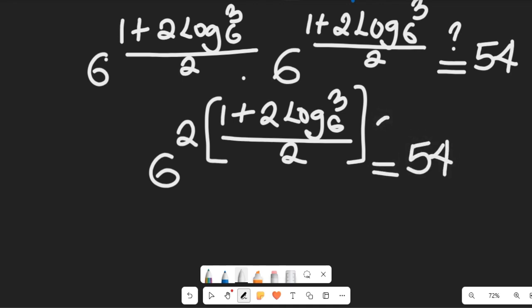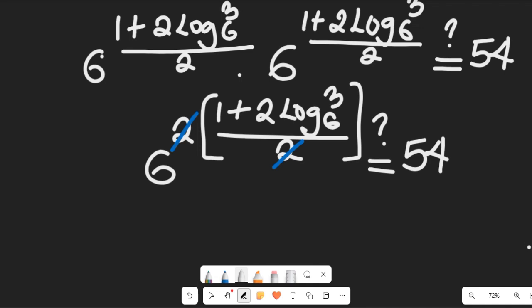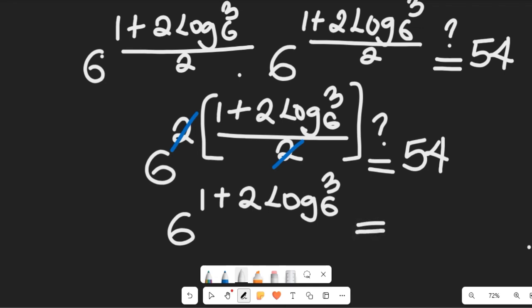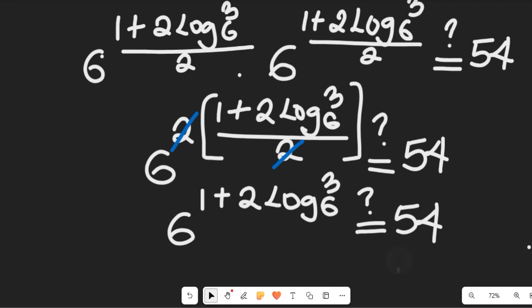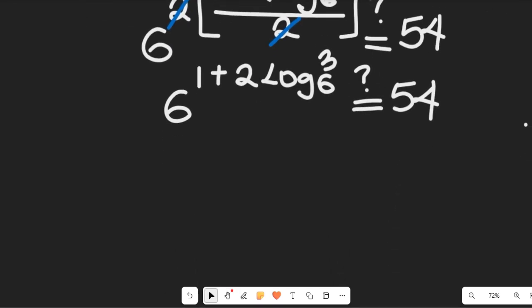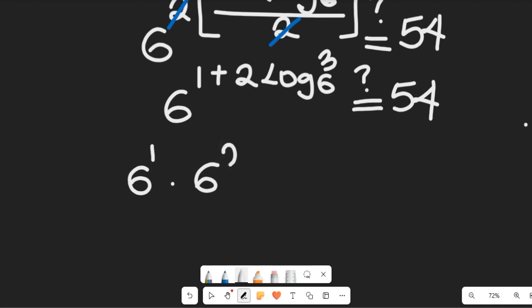Let's find out. So if we simplify that, this is going to give me 6 to the power of 1 plus 2 log 3 base 6. Will it be equal to 54? Now from this expression, you come to see that applying the laws of indices, we can separate this to give us 6 to the power of 1 multiplied by 6 to the power of 2 log 3 base 6. Now can this be equal to 54?